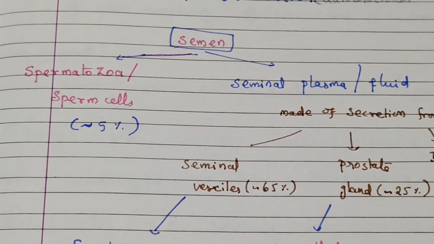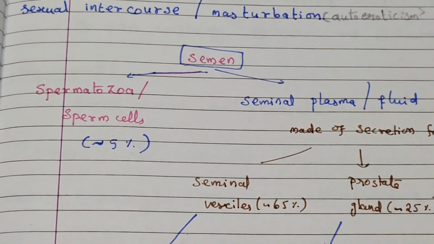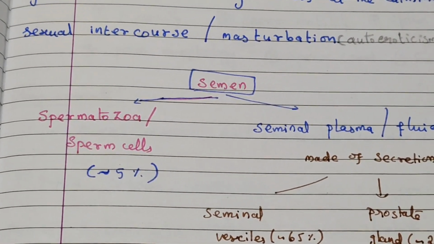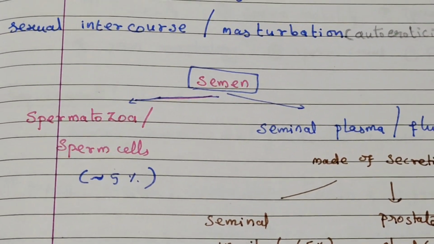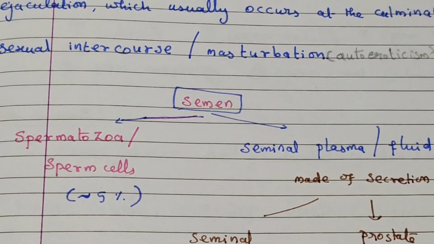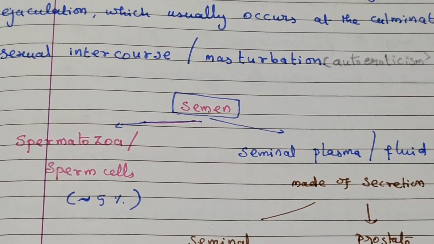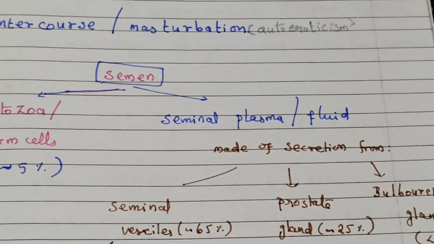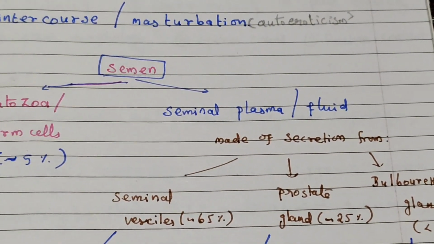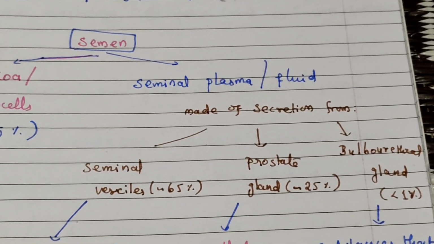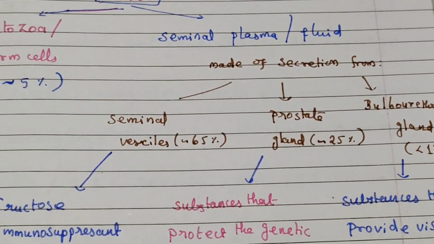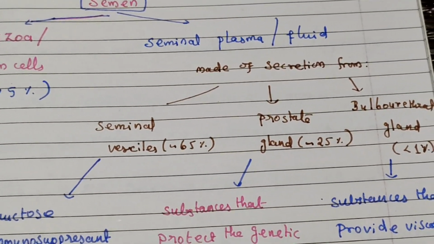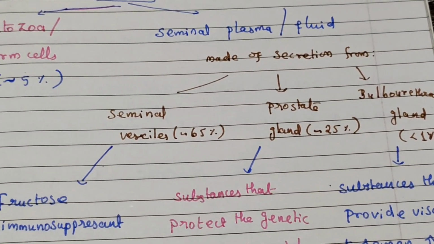semen consists of two main parts. The first one is the sperm cell, also known as spermatozoa, which comprises about 5% of semen, and the second is the seminal plasma or seminal fluid. Seminal plasma consists of secretions from the seminal vesicles, the prostate, and the bulbourethral gland.